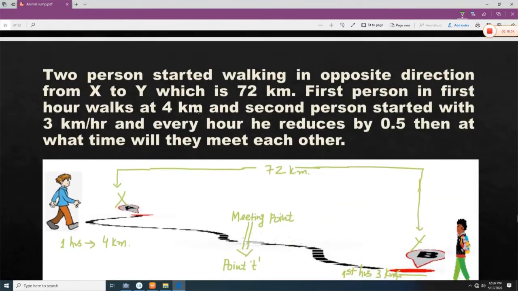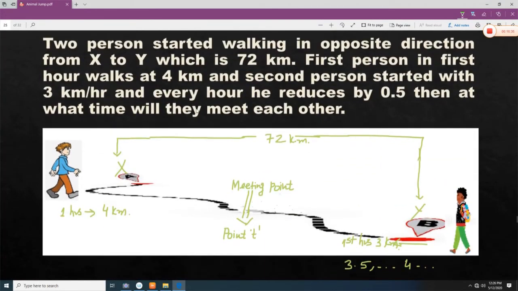Next example: two persons started walking in opposite directions. One person is going in this direction, another boy is coming in the opposite direction. The first person in the first hour walks at 4 kilometers. So this boy is walking at 4 kilometers.